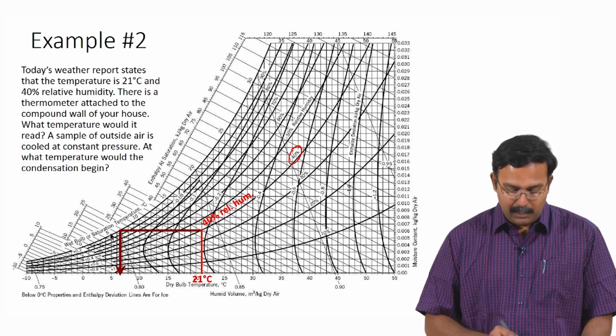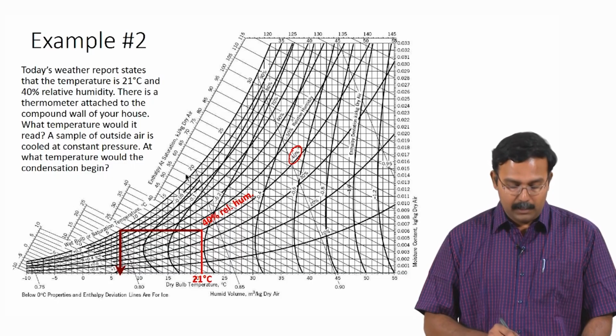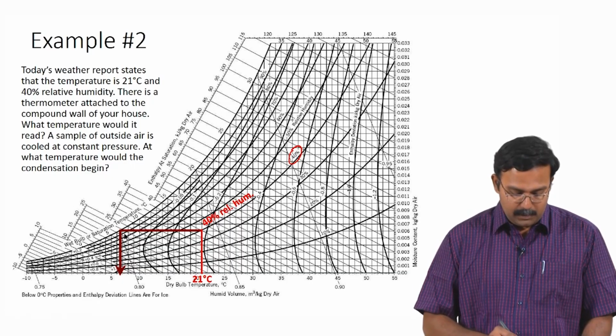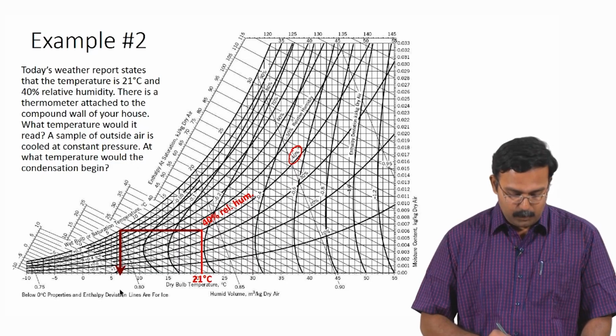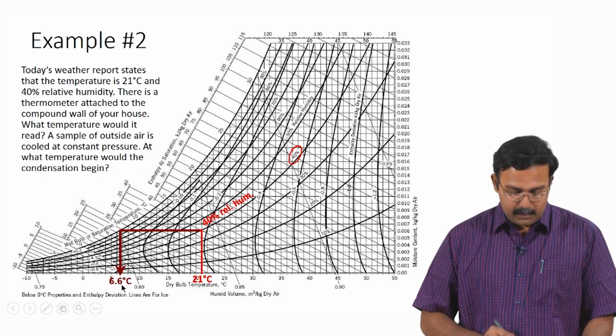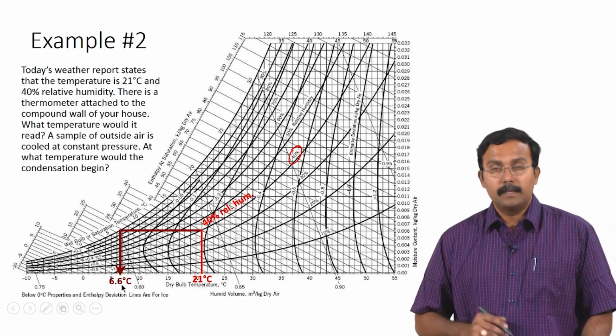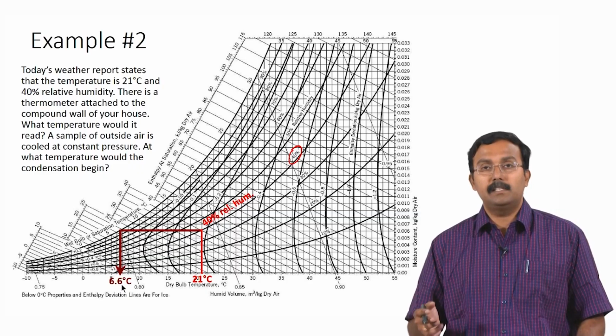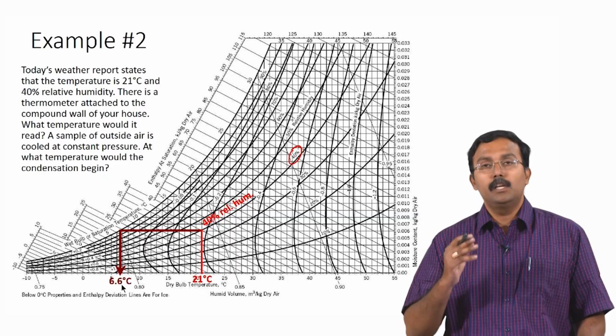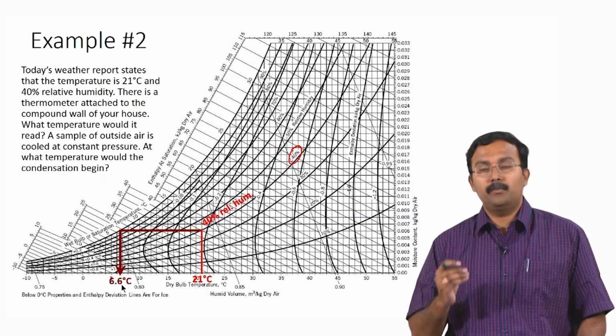So, I move to the left using a horizontal line all the way to the saturation curve, and I can either identify the temperature here or the temperature below, and the value is roughly 6.6 degrees Celsius. So, if this air water mixture is cooled from 21 degrees Celsius to 6.6 degrees Celsius, you would have the first droplet of water forming.